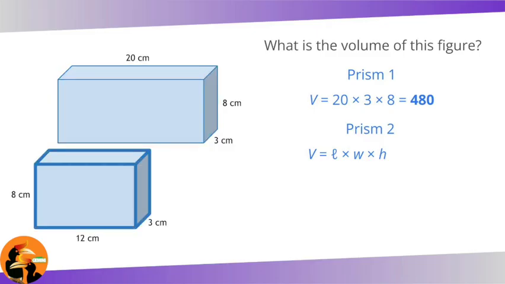Now, let's look at the second prism. The length is 12, the width is 3, and the height is 8. Let's multiply 12, 3, and 8 to find the volume of the second prism. We get 288 cubic centimeters.